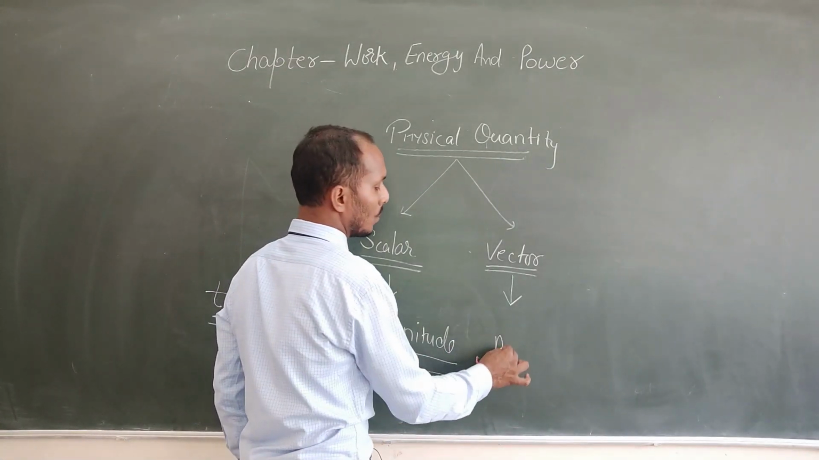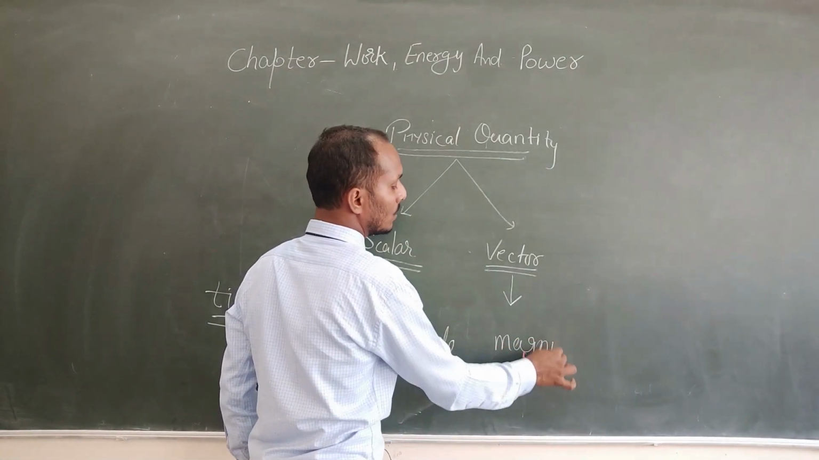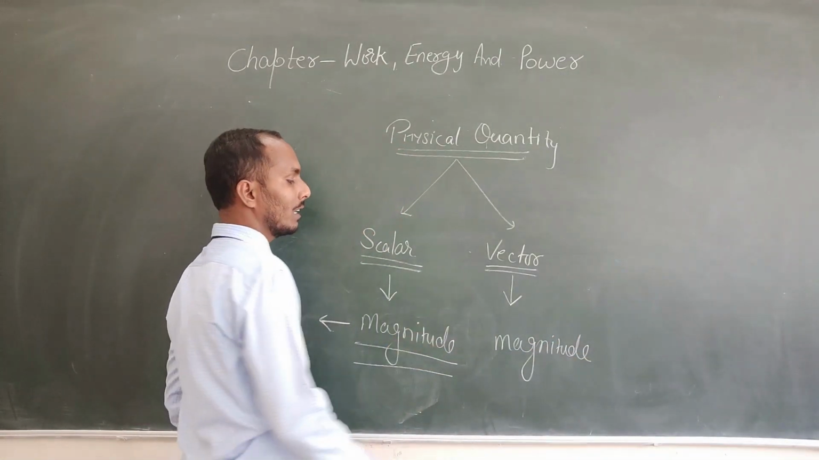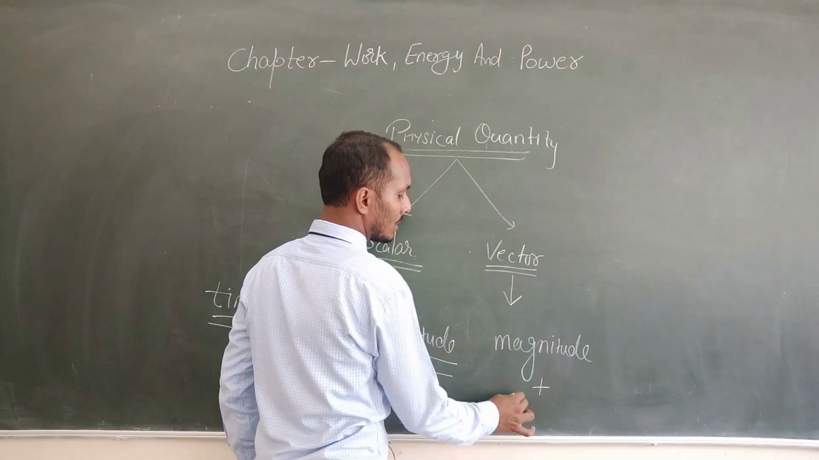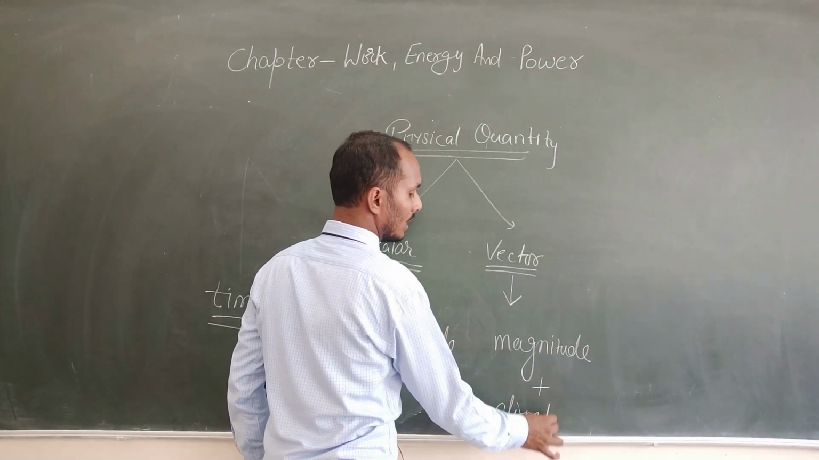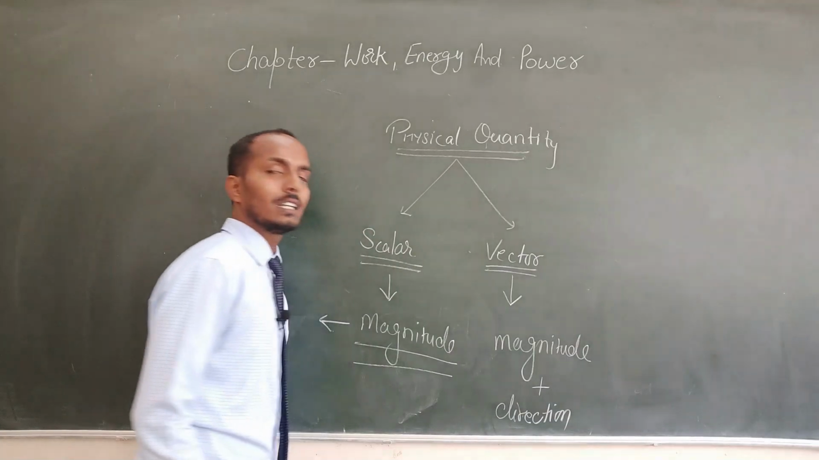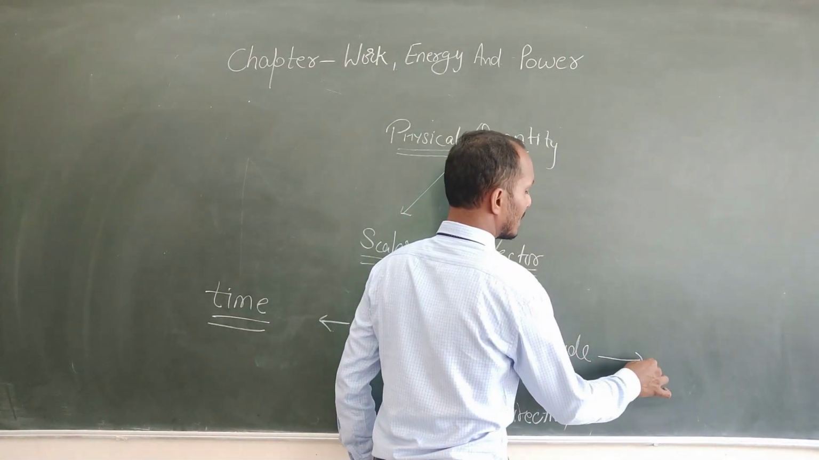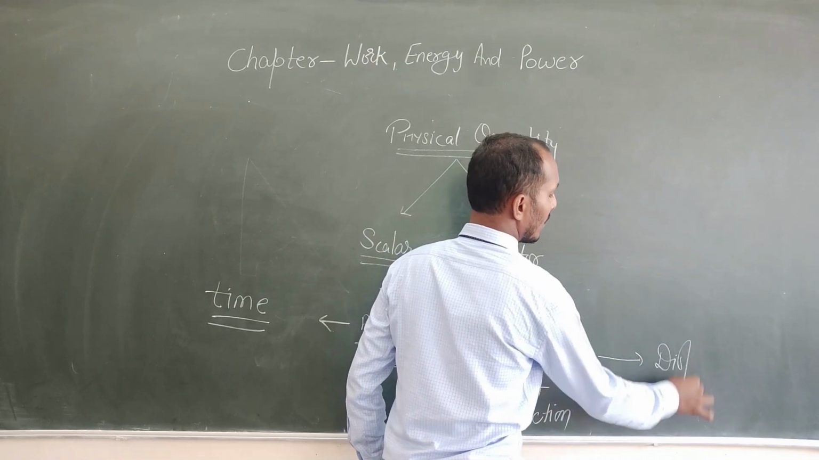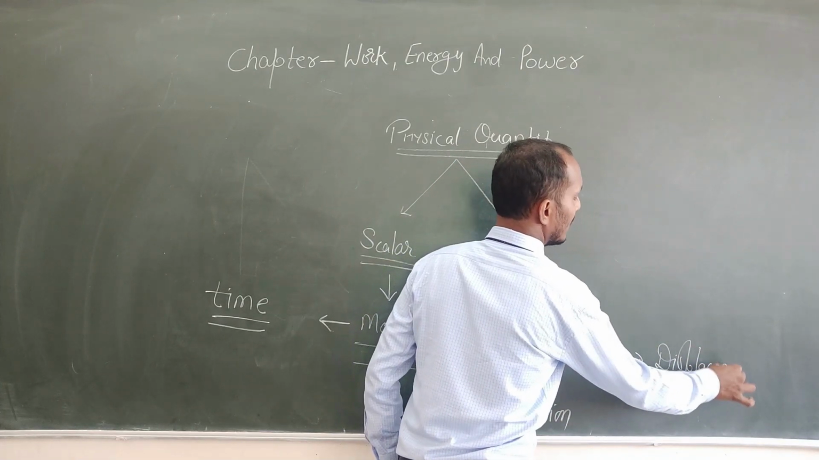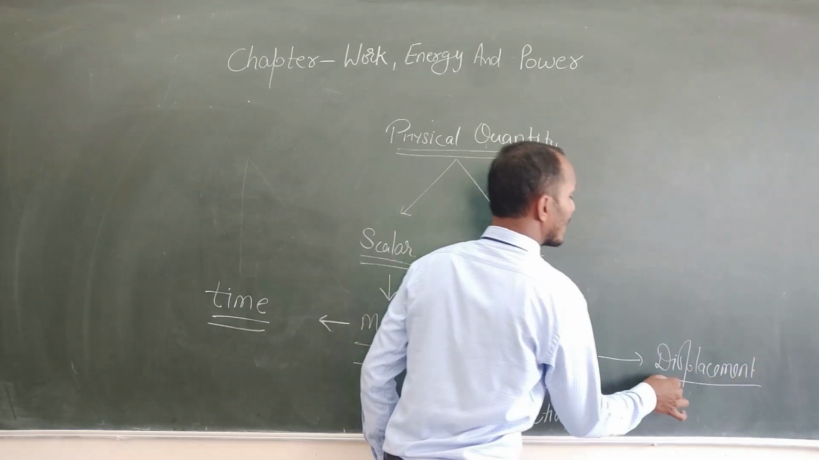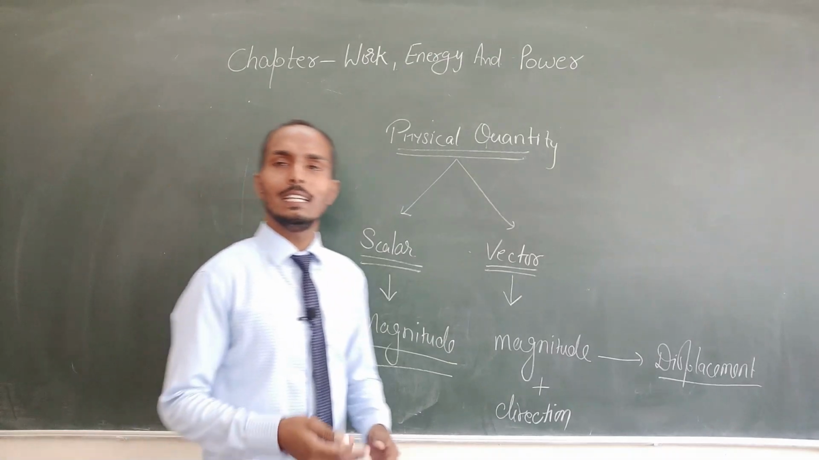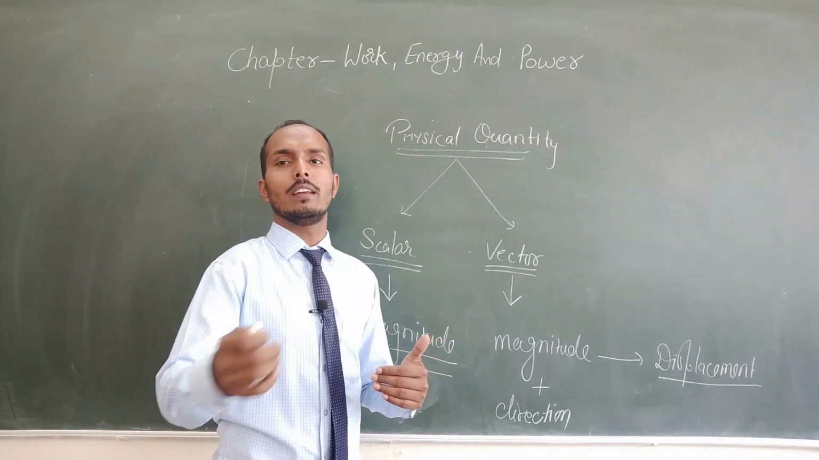A vector quantity is a quantity which has magnitude, meaning a numerical value, and it also depends on direction. You can say that it has direction also. An example of this is displacement. Displacement means the shortest path covered by the body, and it has a direction from initial to final.